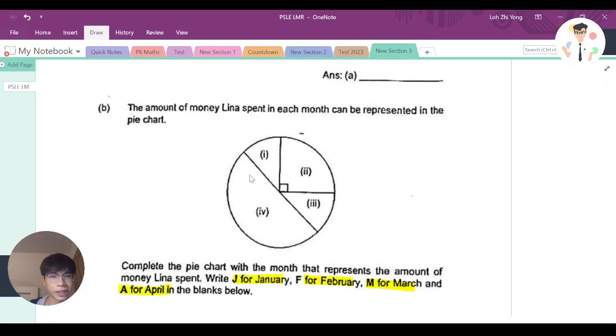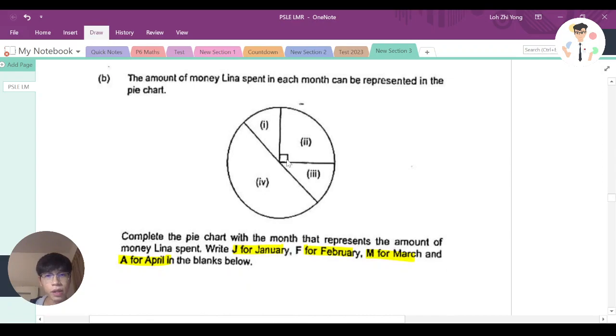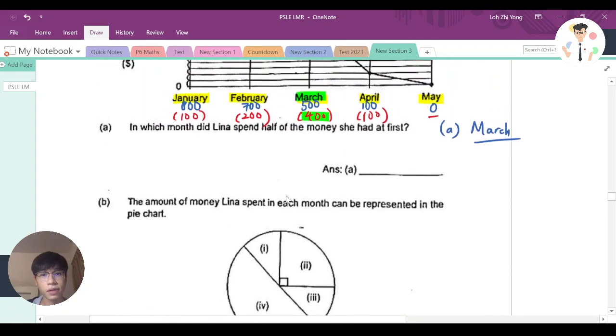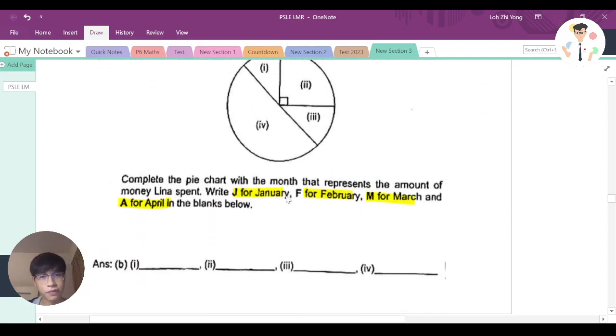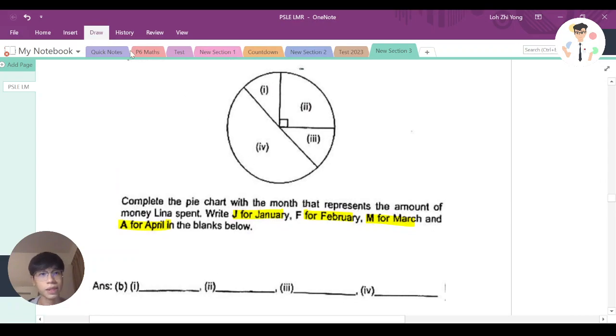So let's quickly just go through here. So which one has the most? Half of it. Of course, I know it's March, right? Because I just found out it's 400. It's half of it. So this will be M.